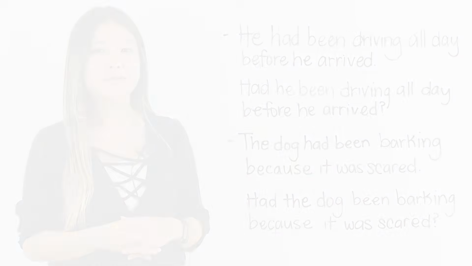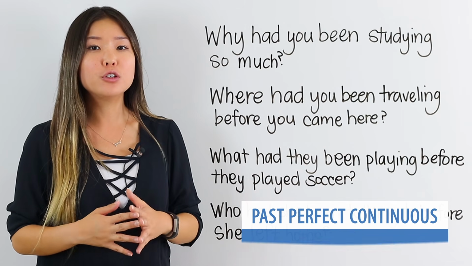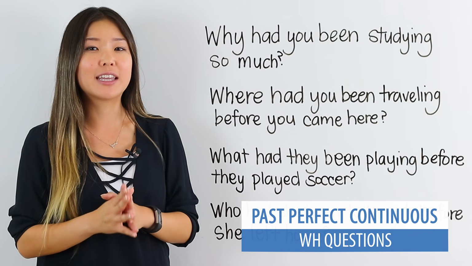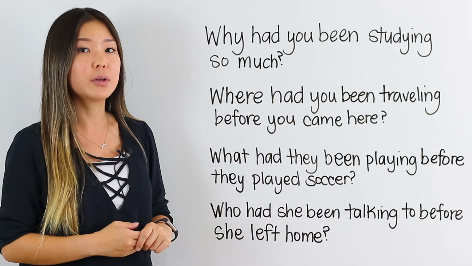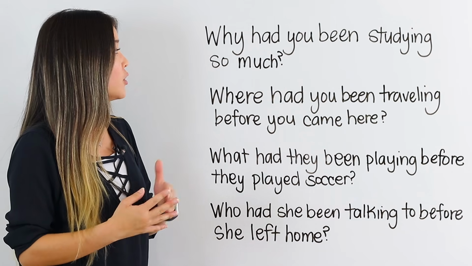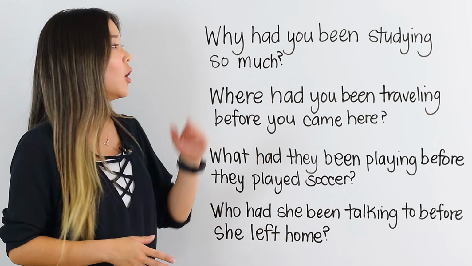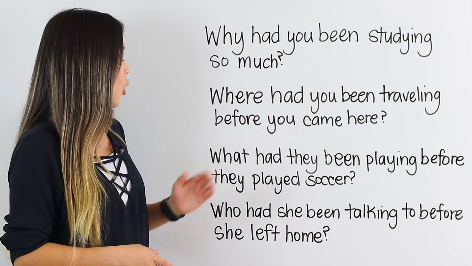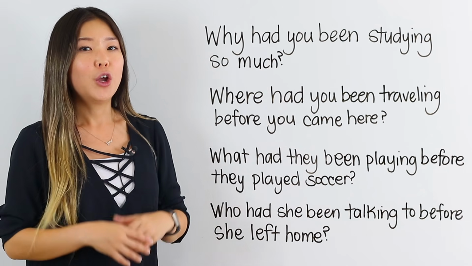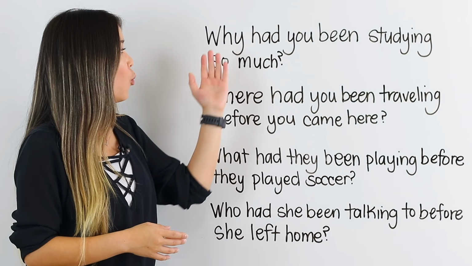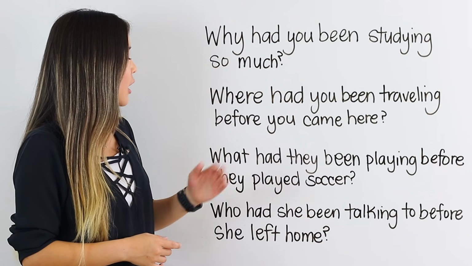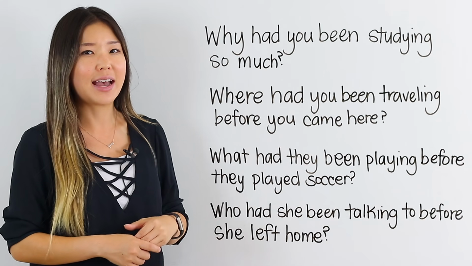Let's move on. Now, I'll introduce how to form WH questions in the past perfect continuous tense. Take a look at these examples. You'll notice that they all start with the WH word: why, where, what, and who. You might also have noticed that after that we have had: why had, where had, what had, and who had.